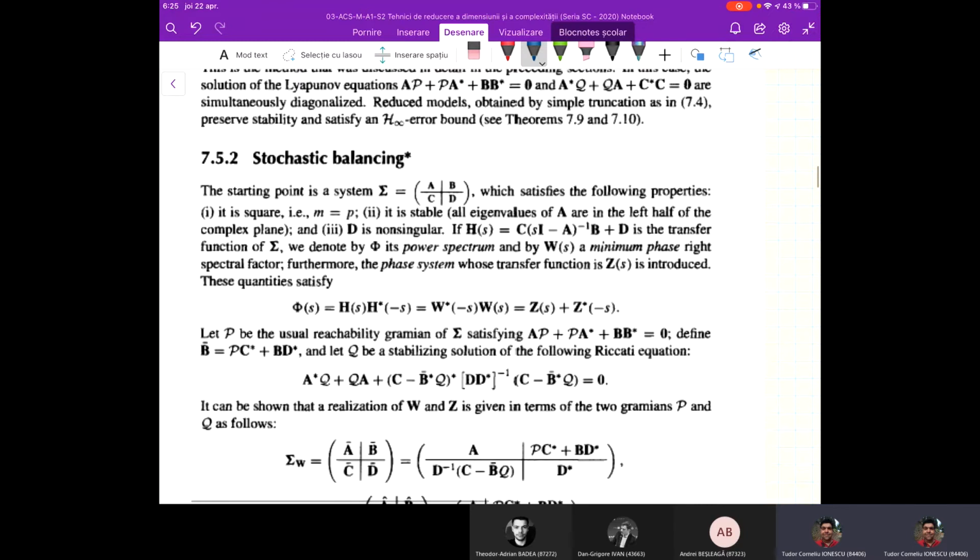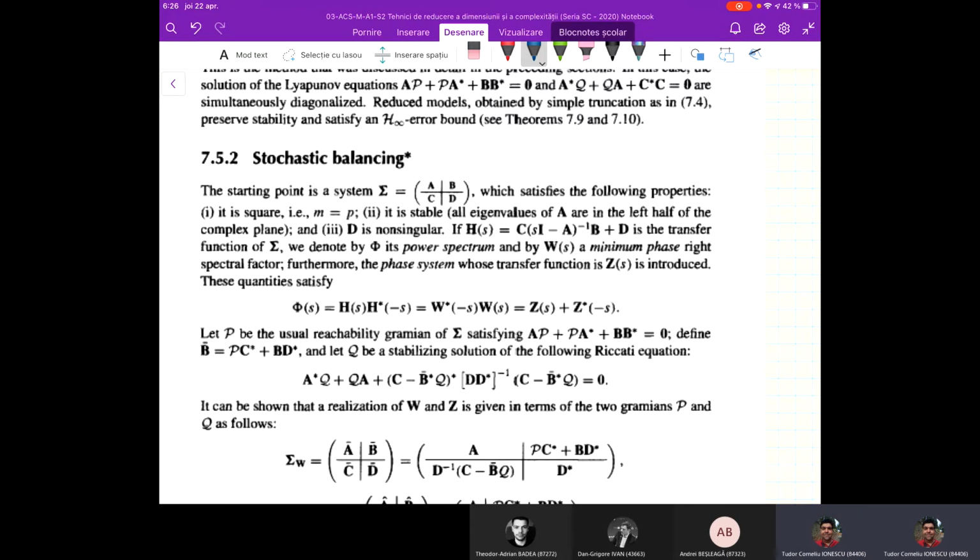Stochastic balancing. Okay, you have a system A, B, C, D, which is square, so the number of inputs is equal to the number of outputs, and is stable. All right. D is non-singular. This is important. So for some variants of the balanced truncation, the non-singularity of D is quite relevant.